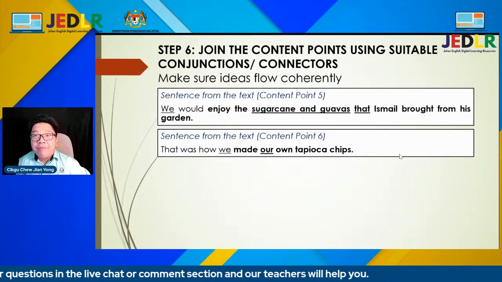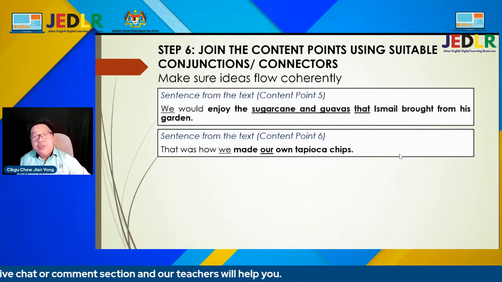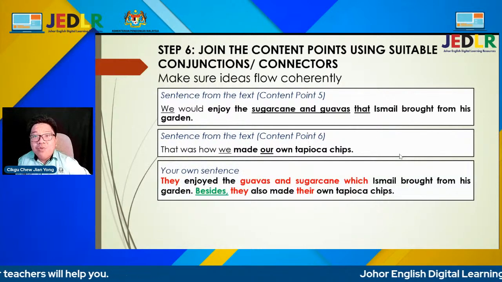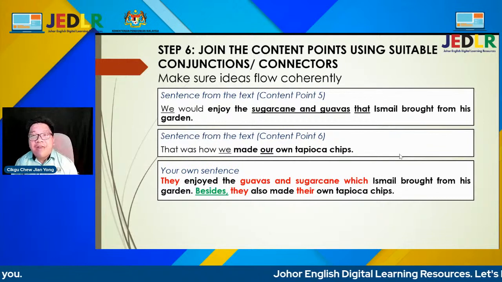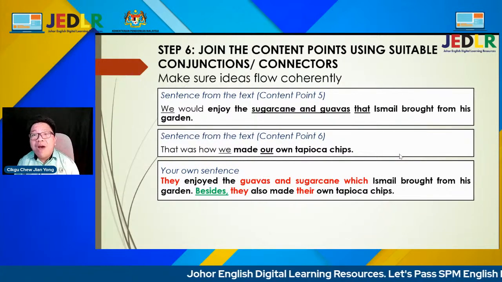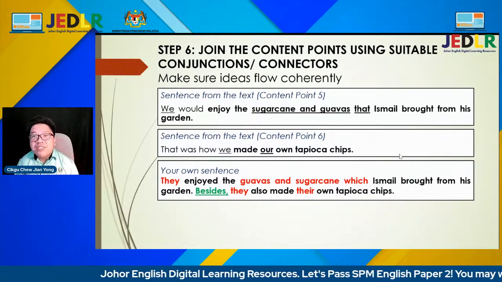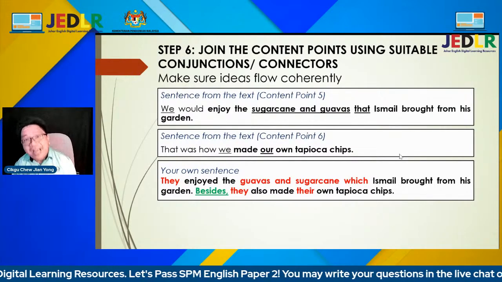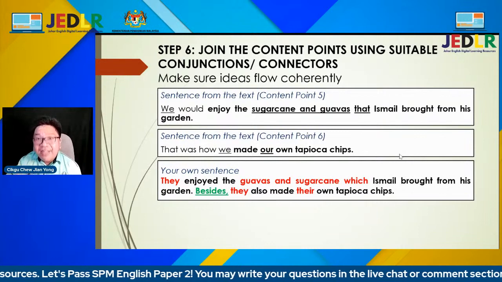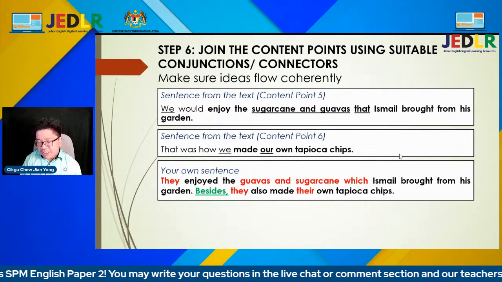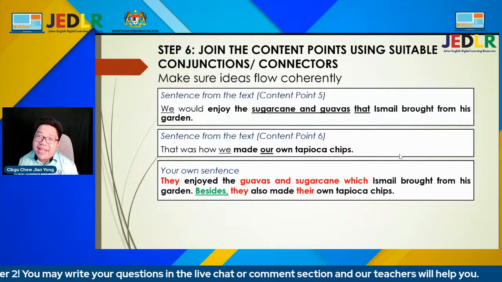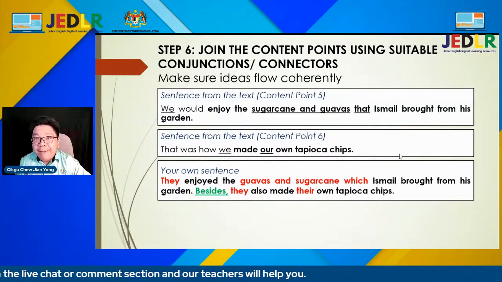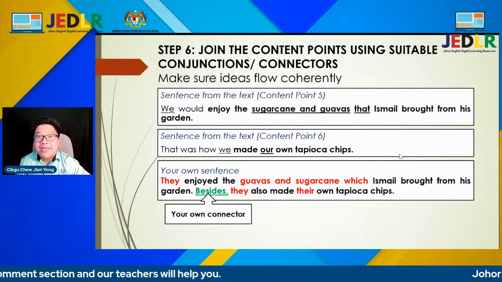How to join them. If you do not want to use conjunctions, you can try using connectors, okay? Like what I said just now. So for example, your own sentence will sound like this. They enjoyed the guavas and sugarcane, which Ismail brought from his garden, full stop. Selain itu, besides, so you add your own connector, they also made their own tapioca chips. So you can do things like that too, okay? And this is good, okay? So besides is your own connector.